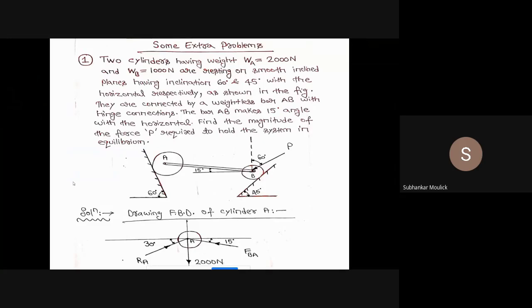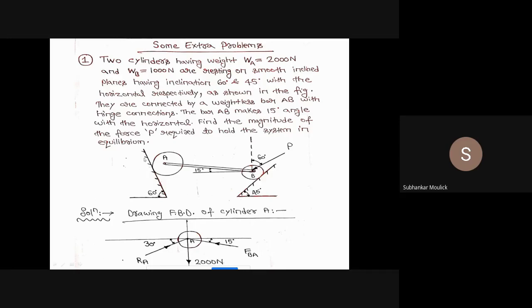Find the magnitude of the force P required to hold the system in equilibrium. That means, what is given to you in the problem? In the problem, there are two cylinders A and B. The weight of cylinder A is 2000 Newton, acting vertically downward from its center of gravity, and the weight of cylinder B is 1000 Newton, acting vertically downward from its center of gravity.